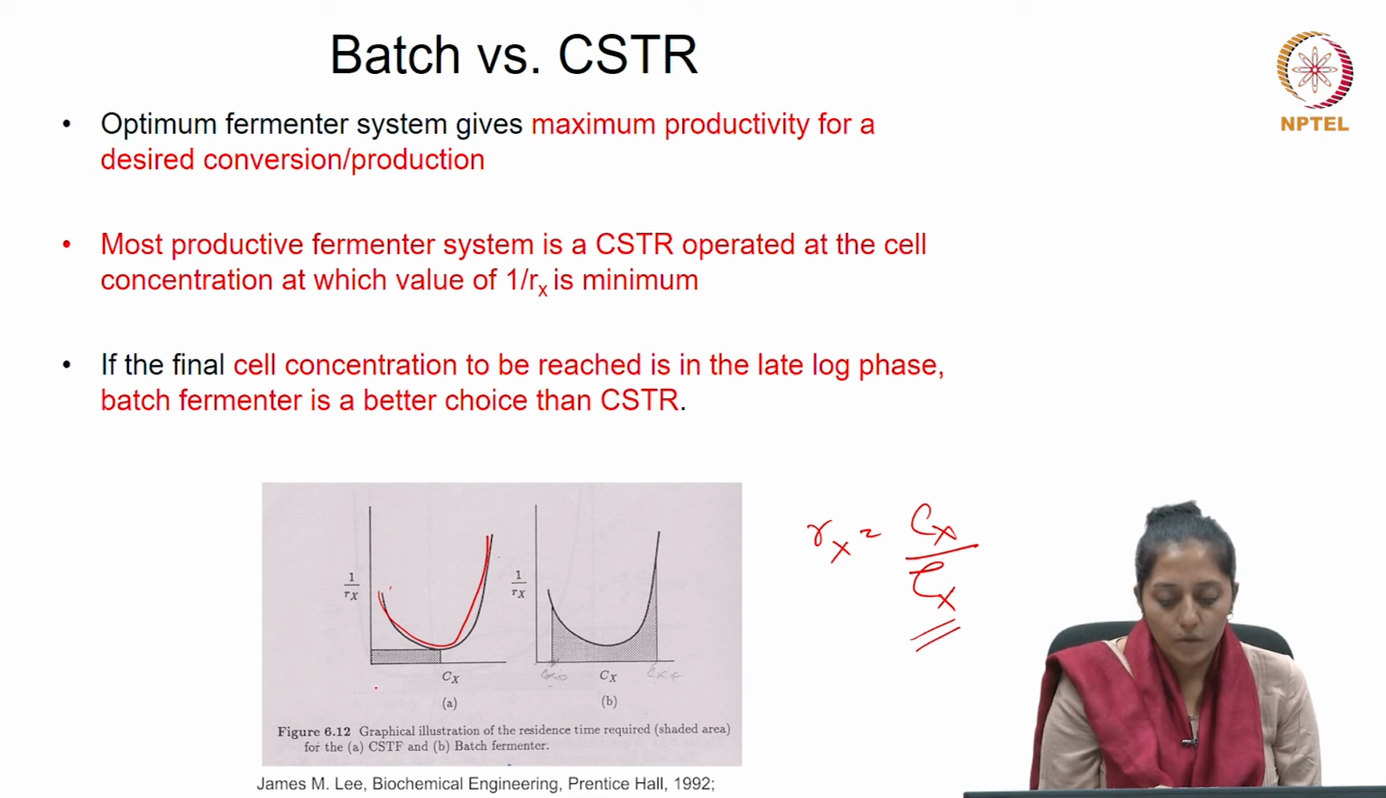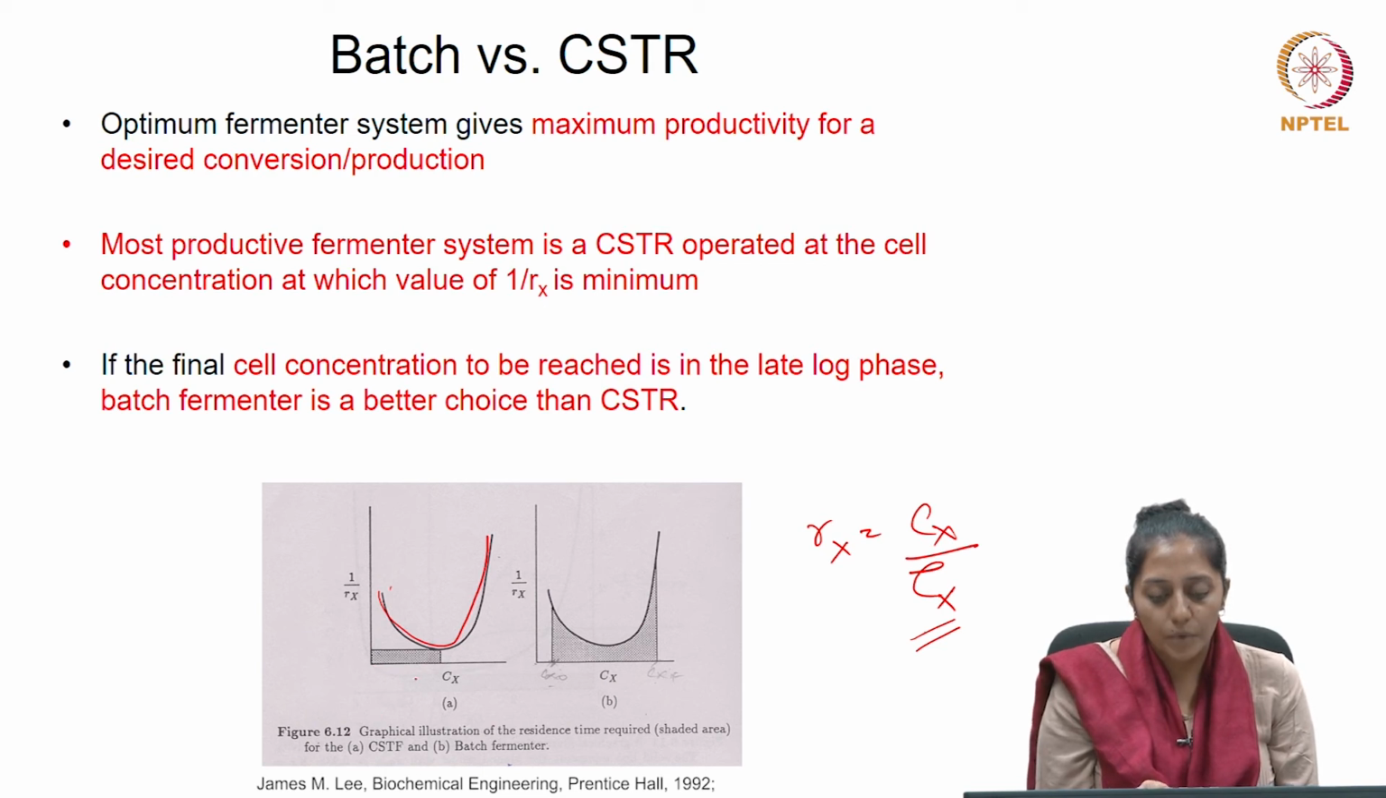in that system. So, if you need to find the most optimum, most productive fermenter, then it will be a CSTR which is running at the cell concentration at which this 1 by Rx is minimum, so that Rx is maximum. So, when is the Rx maximum? Your productivity is maximum at the tip of the point, the turning point. So, for the CSTR, Rx would be Cx by tau x. So, your residence time is minimum here, at which this is your Cx optimum.